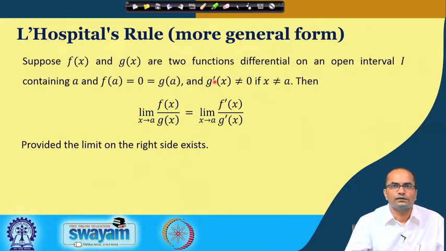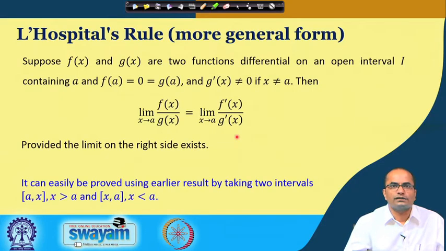We do not need such restrictions on g prime, but other than this, at x equal to a, g does not vanish. So, in this case also one can easily prove that there is no left or right concept here. The limit as x goes to a of f(x) over g(x) is equal to the limit as x goes to a of f prime over g prime of x, provided the limit on the right hand side exists.